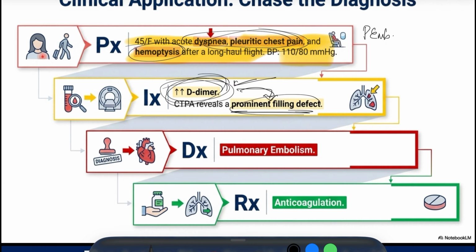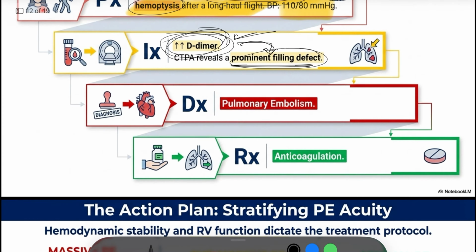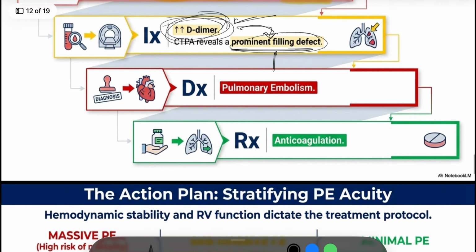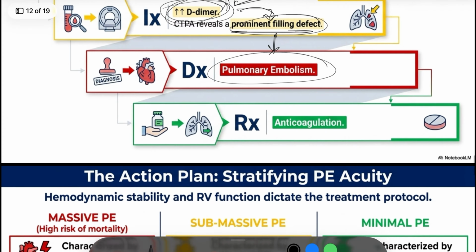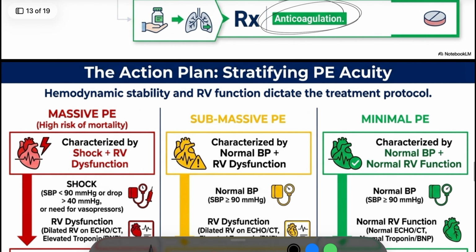So there is a prominent filling defect in CTPA. It is CT pulmonary angiogram. After confirming, we'll give the diagnosis as pulmonary embolism. So we have to manage with the anticoagulant. Now, stratifying pulmonary embolism acuity. Here we are going to consider pulmonary embolism as massive, submassive, and minimal.